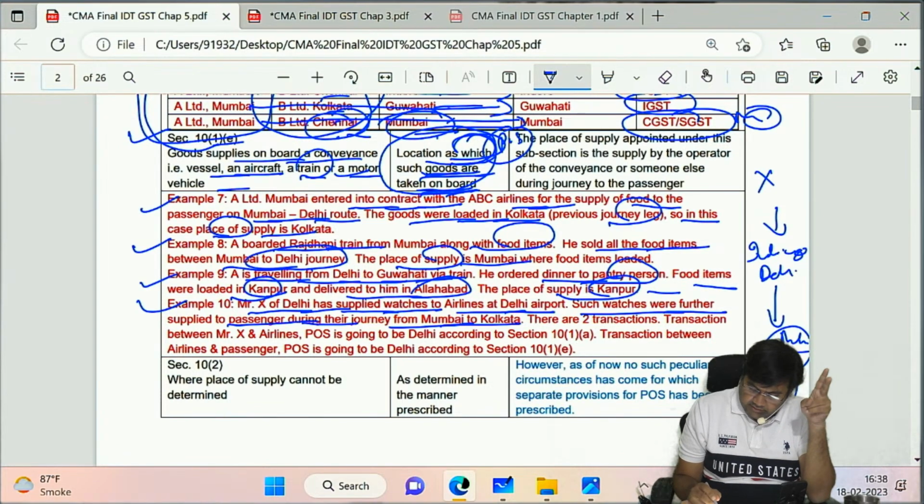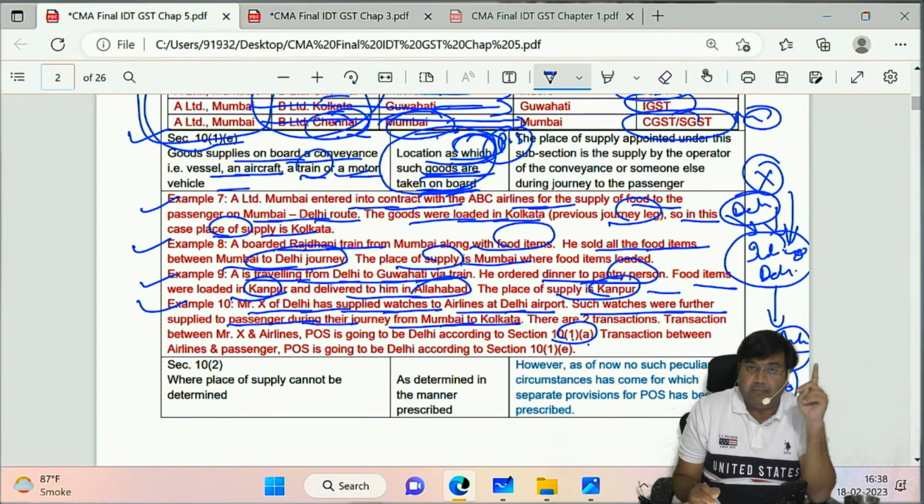So there are two transactions. One, X is supplying to Indigo Airline. That is going to be covered under section 10 subsection 1 clause A, where movement of goods is there. So according to that, where are the goods delivered? Delhi. Delhi is going to be the place of supply for the first leg.